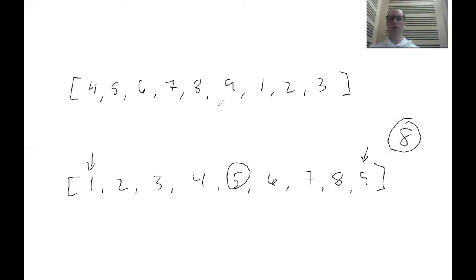So this is our current value. Is it less than our target? Yes, it is. So we can eliminate all these answers. So we'll take this pointer here and we'll move it up to here. So now we know that we can just look between 5 and 9 for our answer.